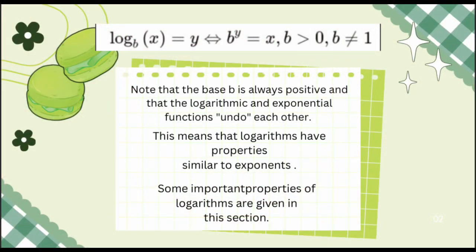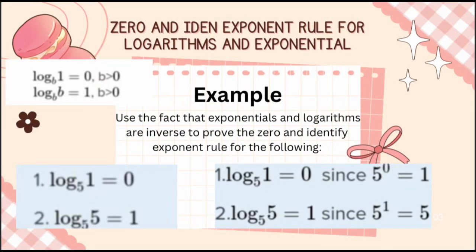The equation at the top says log base b of x equals y. Note that base b is always positive, and the logarithmic and exponential functions undo each other. This means that logarithms have properties similar to exponents. Some important properties of logarithms are given in this section. So, this is a zero and identity exponent rule for logarithm and exponential.